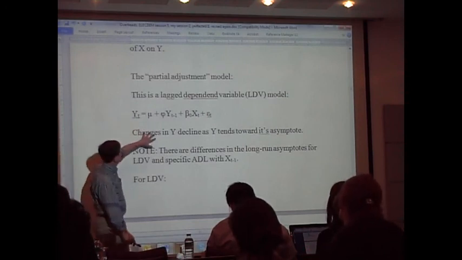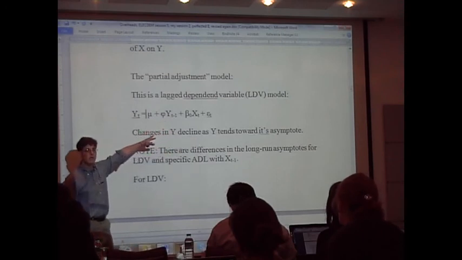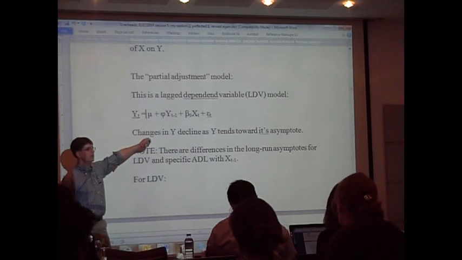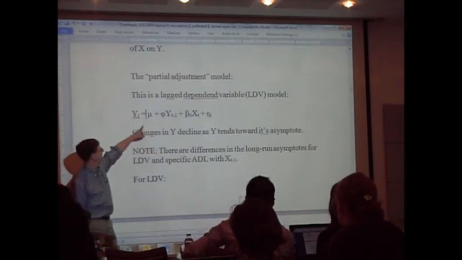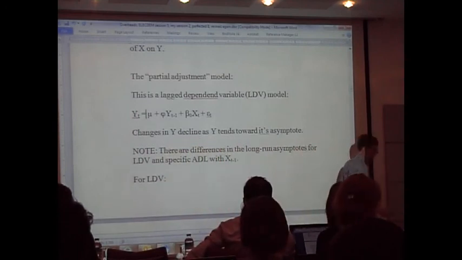But here, changes in y decline as y tends towards the asymptote. Remember, we talked about the asymptote. Did we talk about the asymptote? Yeah, we talked about equilibrium. Remind us what the asymptote is. What does the word mean? Asymptote means where the variable heads, right? What's its equilibrium? Okay.